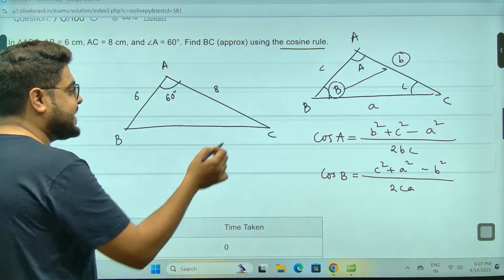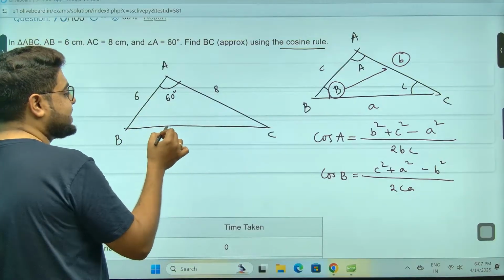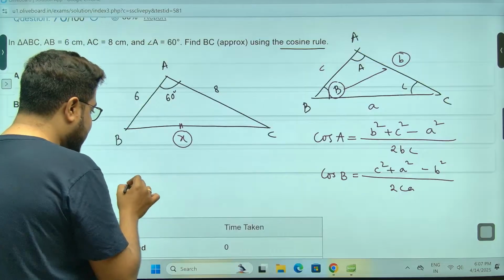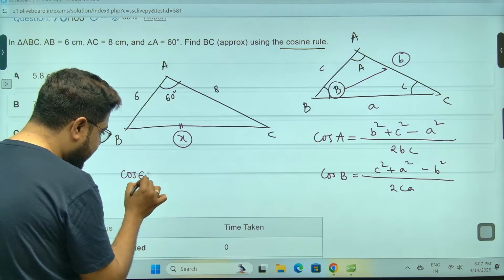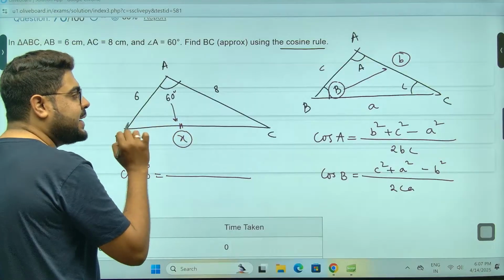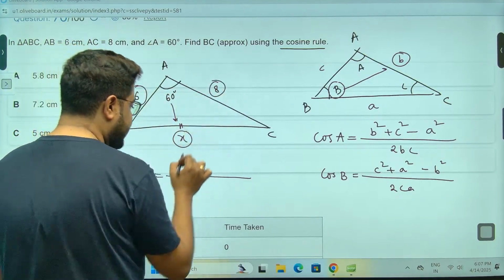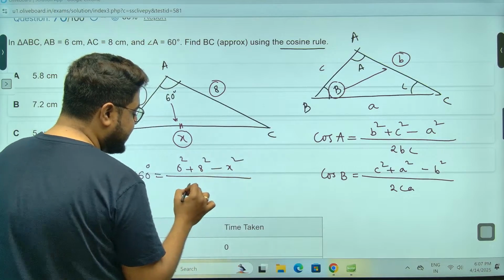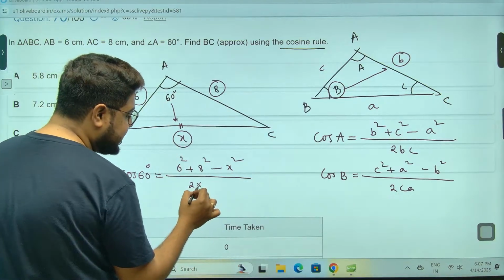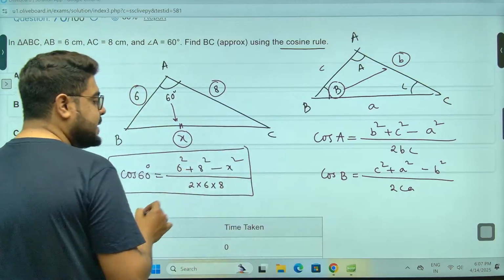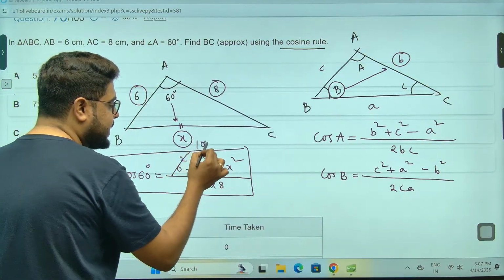Sir, again, by same logic here they're asking this length. I don't know, I'm taking x. Sir, cos 60, this angle. Opposite will be minus. So 6 square plus 8 square minus x square by 2 into 6 into 8, sir. So see, the equation is made, sir. So 6 square and 8 square is 10 square, that is 100.